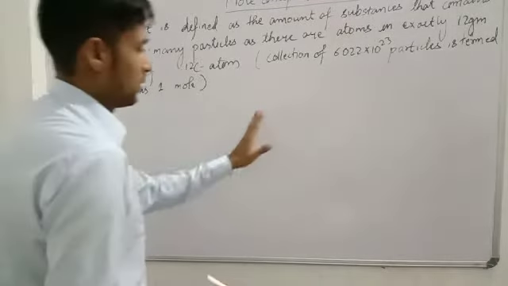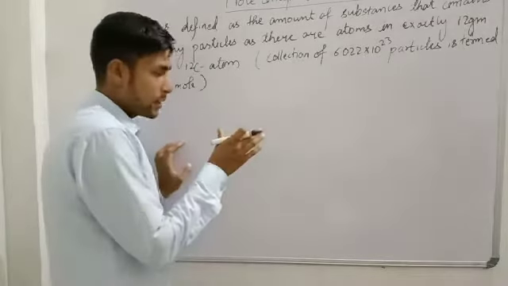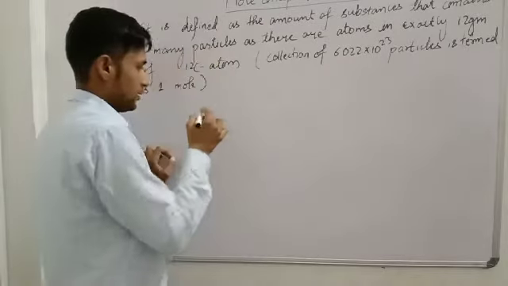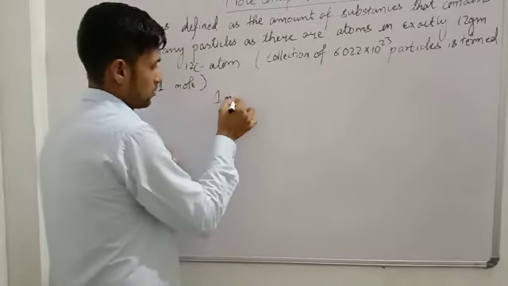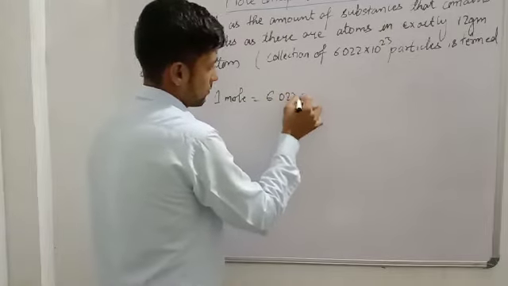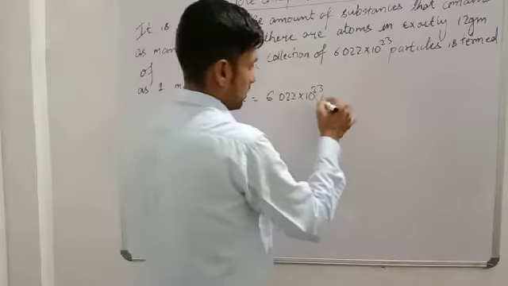Just we have done atomic mass. Atomic mass contain this number of particles, which means 1 mole equals to 6.022 into 10 to the power 23 particles.